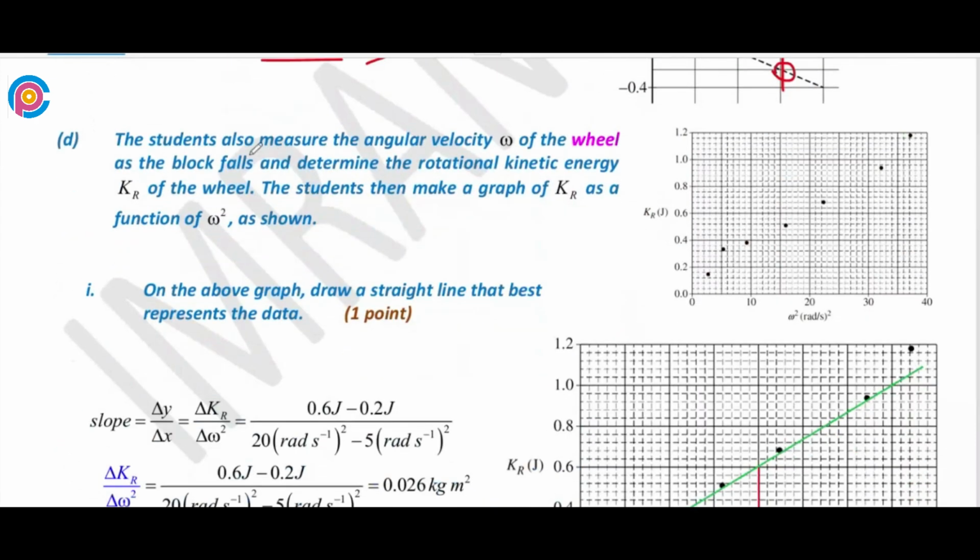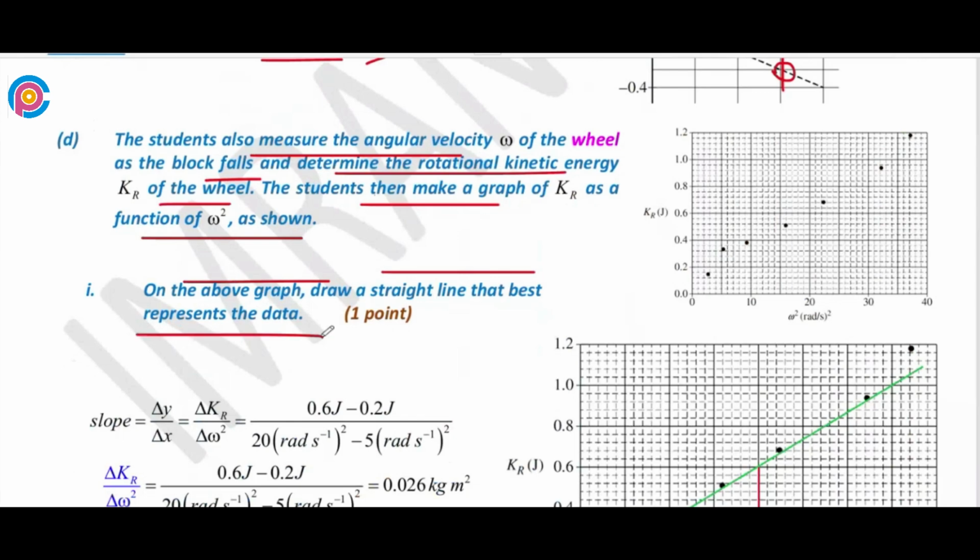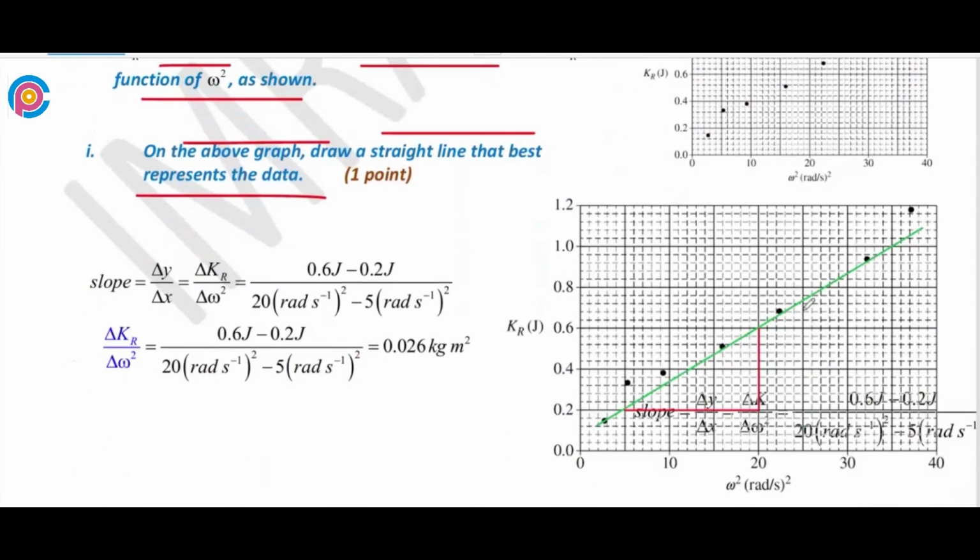Now, the student also measures the angular velocity omega of the wheel as the block falls and determines the rotational kinetic energy of the wheel. The student then makes a graph of Kr as a function of omega squared. Here is the graph, the points are given. On the above graph, draw the straight line that best represents the data. So here is the line that connects the maximum 4 points on the line.